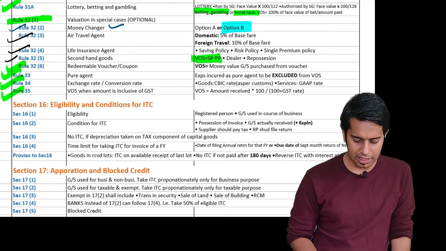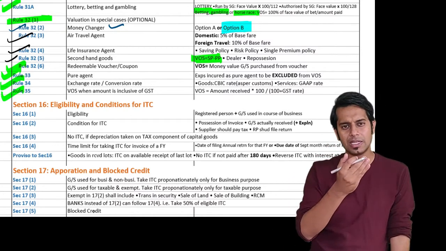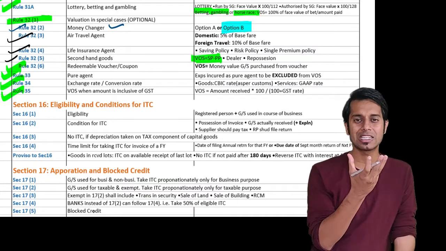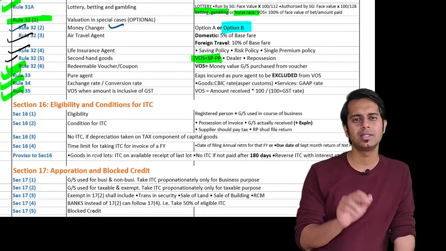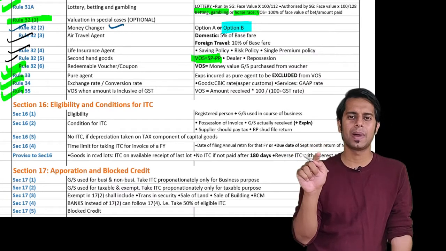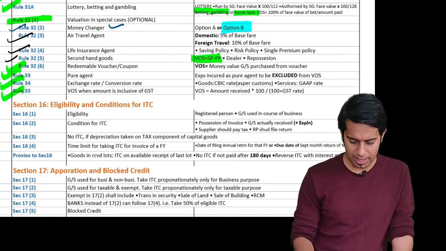Then rule number 35 says if the value of supply is inclusive of GST, then if you want to find the tax amount, the formula is amount including GST into tax rate divided by 100 plus tax rate.